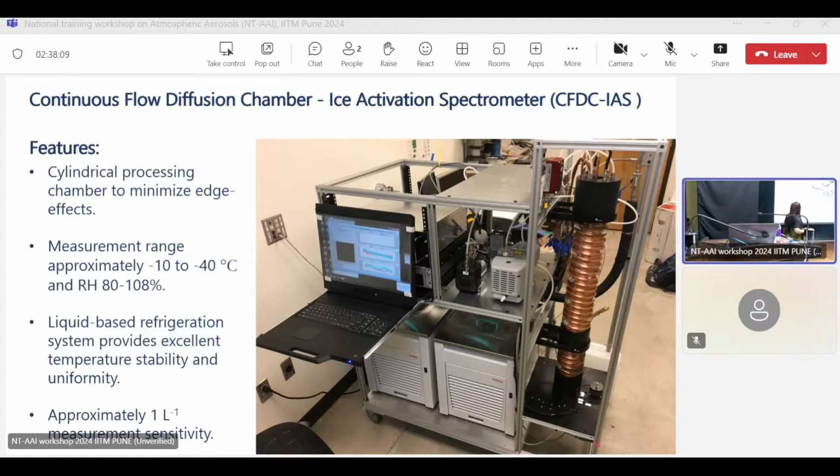So one is the continuous flow diffusion chamber. It is an ice activation spectrometer. Whenever you are talking of an INP instrument, you should always check what temperature range it can cover, because we are talking of heterogeneous nucleation. From which temperature to which temperature it is going, what the RH regime is, and so on. Here you can see the measurement range of CFDC is approximately -10 to -40 degrees C, and the liquid-based refrigeration system provides excellent temperature stability and uniformity.